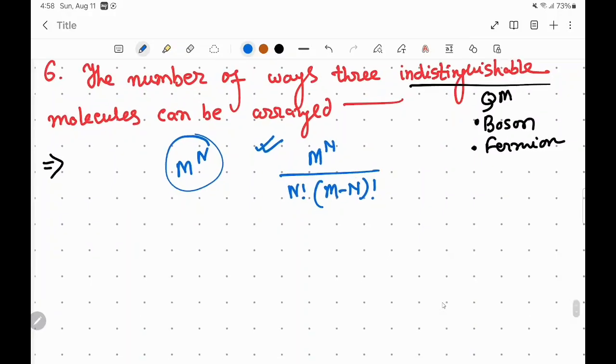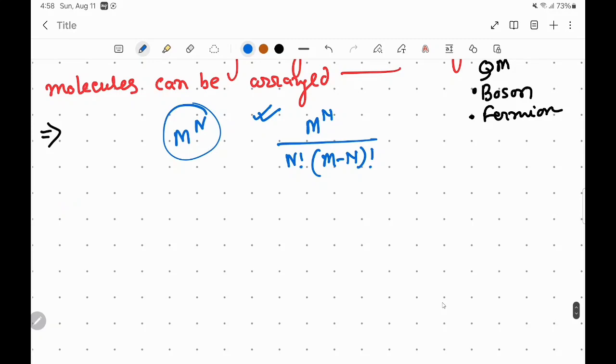Let's say you have three particles and you have only two levels. Then for the first energy level there will be three options, and for the second energy level also there will be three options. So it will become 3 squared, 9. So you need the number of energy levels.